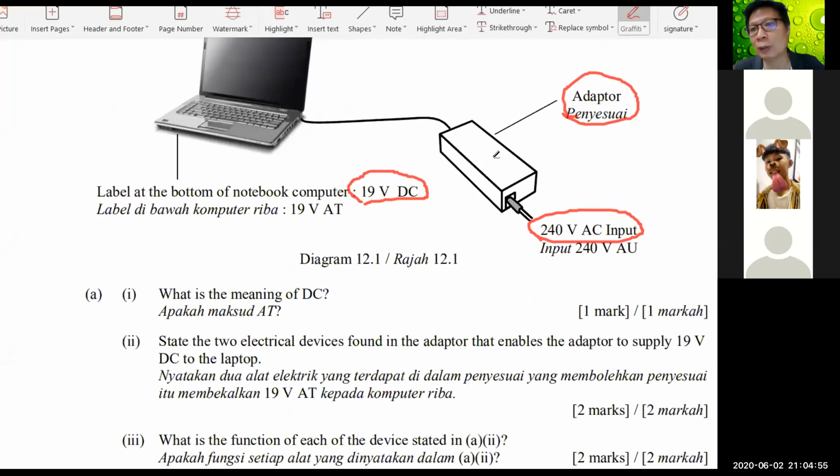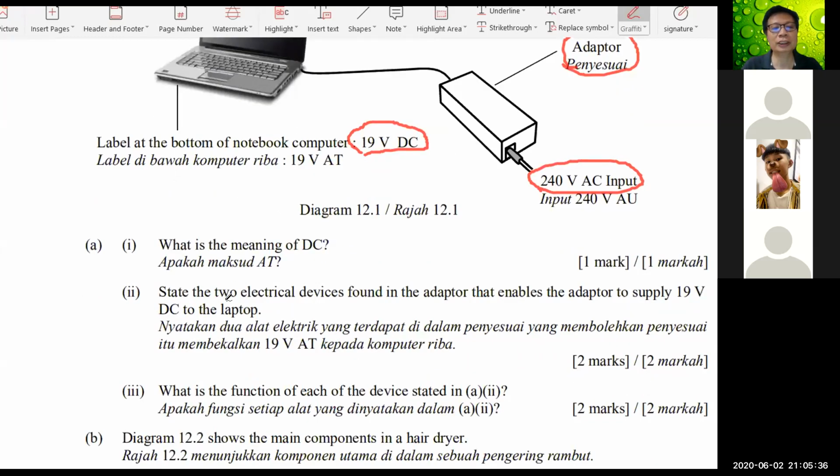After this lesson, when you charge your handphone or your laptop, you must know what is inside the charger. Actually, your handphone charger does the same. Your handphone charger also connects to the 240 AC power supply. It connects to your handphone, and the handphone voltage is usually only 3.6 volt DC. So your charger reduces 240 to 3.6 for your handphone, and also converts the AC to DC. Then the next part, what is the function of each? You know the question already. Now we look at the answer.